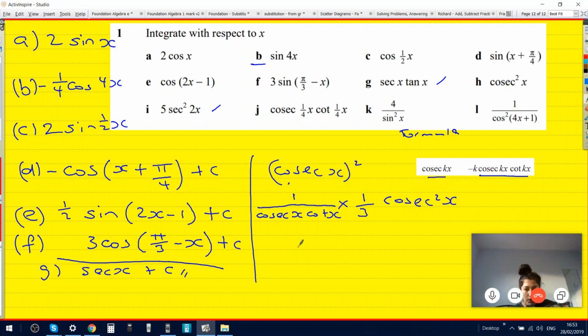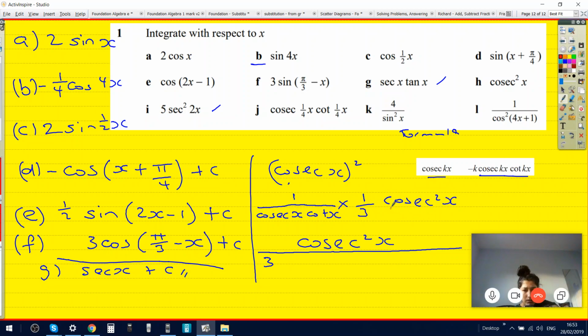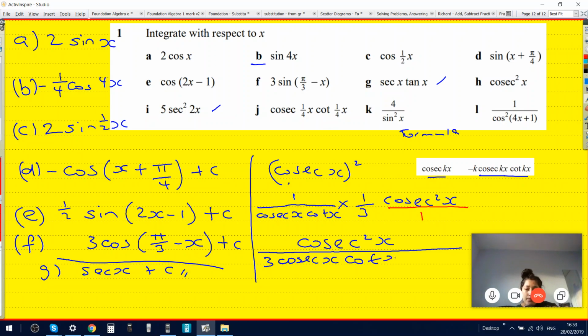So 1 over 3 cosec. Yeah, I'm just going to make it one fraction over 3. Where'd you get cosec squared? I just multiplied across. Oh. So that's 3. Cot cosec x cot x. Can you simplify? Cosec x 3 cot x. Yes. Any questions about that? No. Cosec x over 3 cot x.